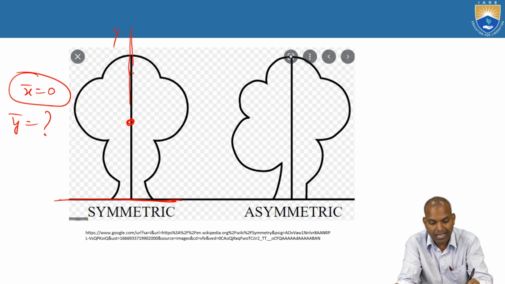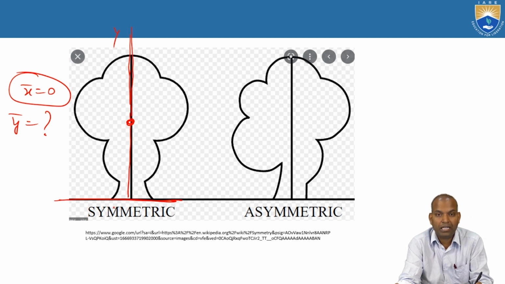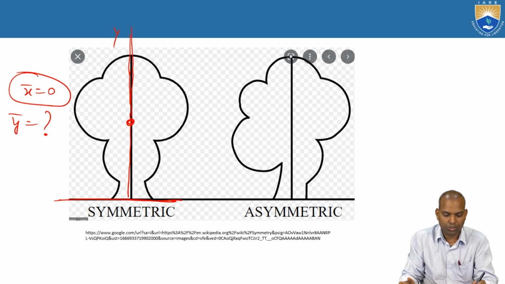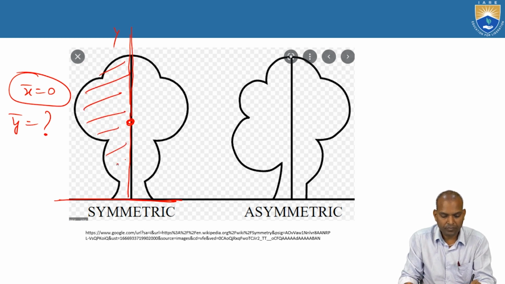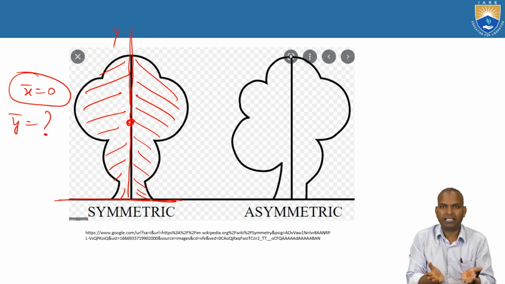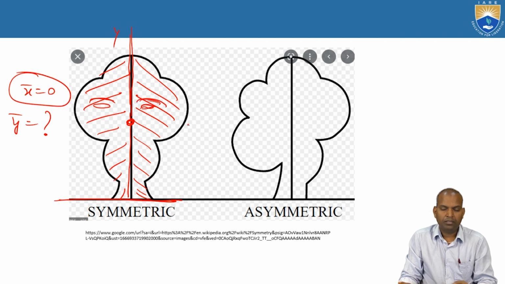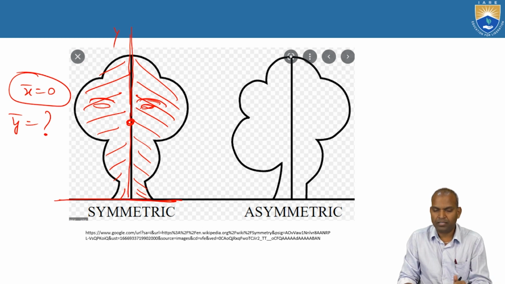So the centroid lies on the symmetrical axis, and bar y has to be found. Why is it symmetric? If you fold about the vertical axis, the geometry on this side is exactly the same as the geometry on the right side. It is exactly symmetrical.